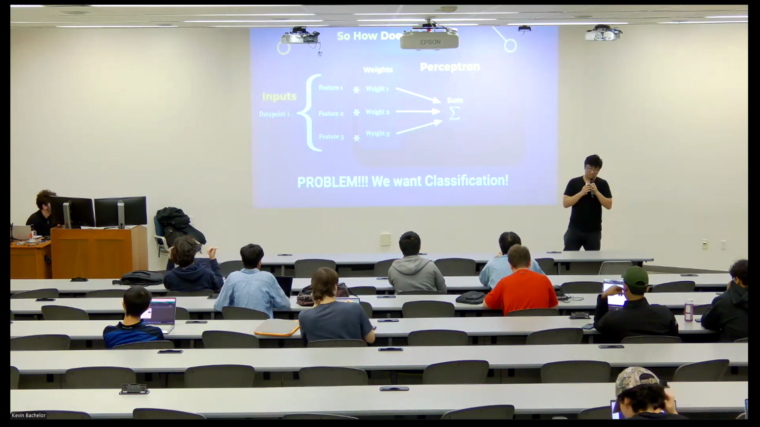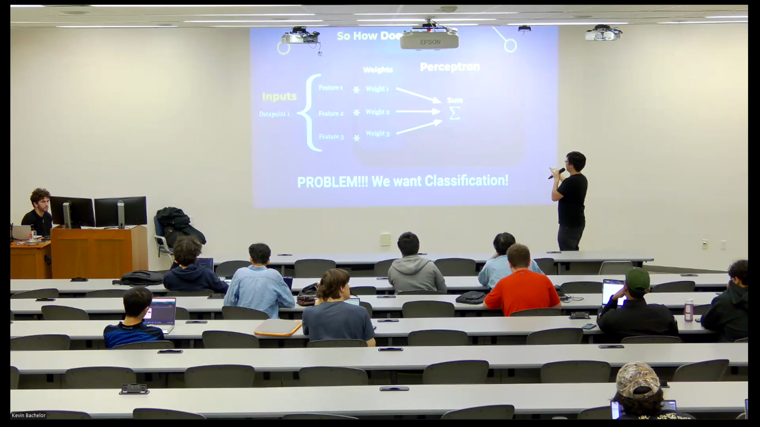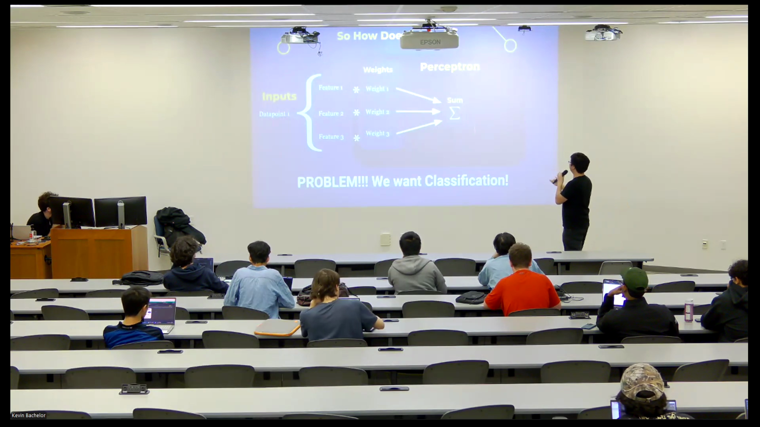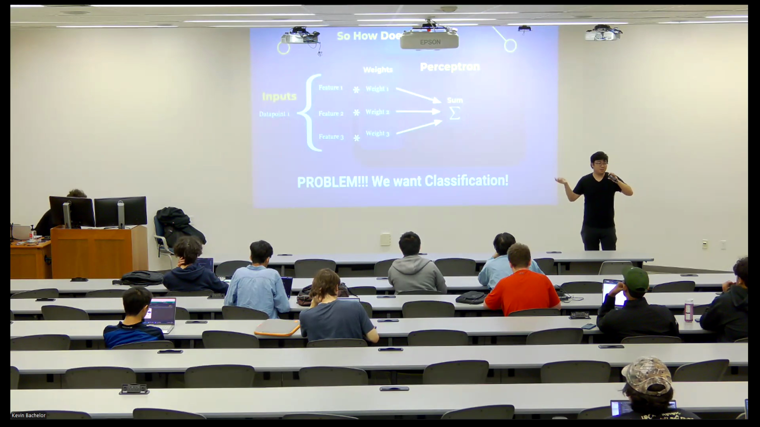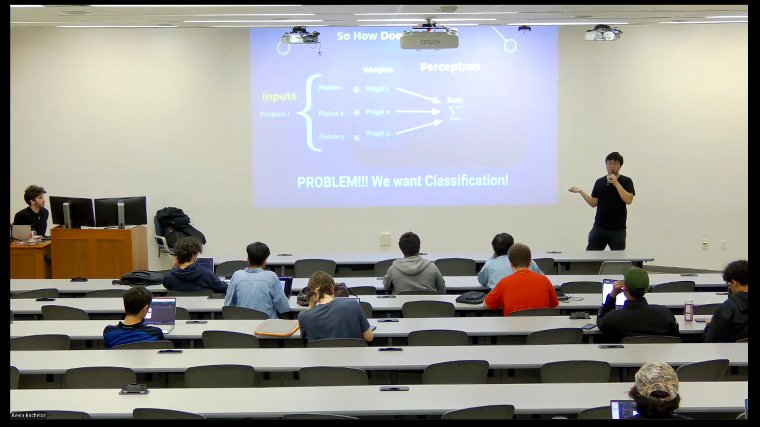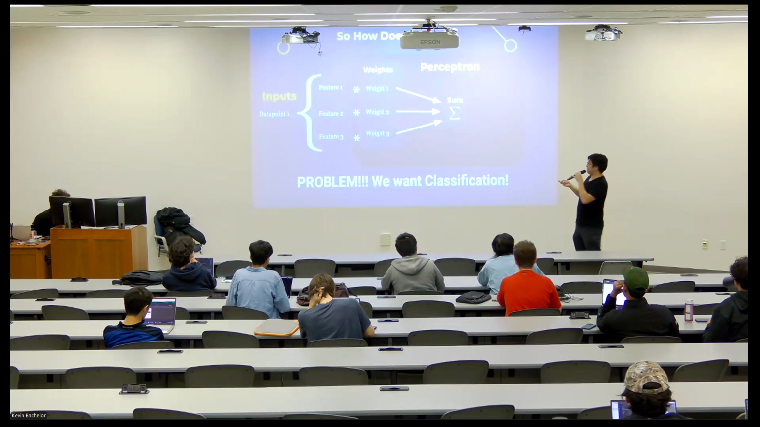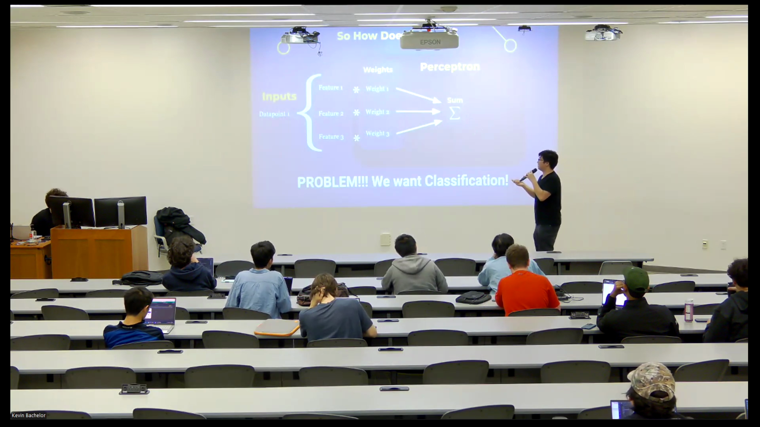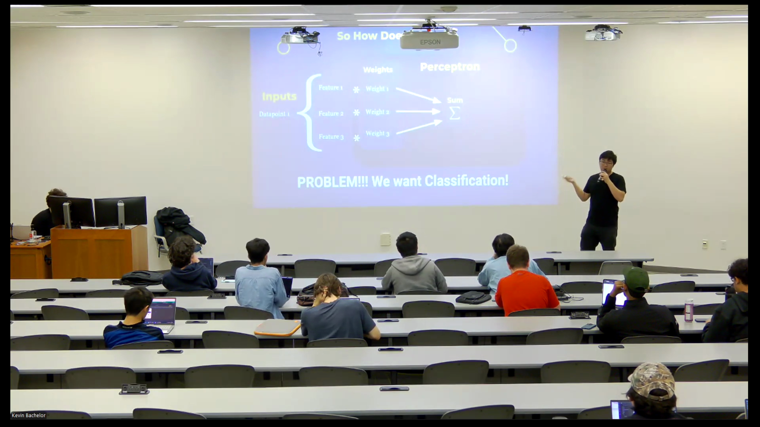So the problem is, right, we want classification. And how are we supposed to classify if this is 0 or 1? Like, what do we do, right? We just have some number that can be any number, from negative infinity to infinity, because you multiplied and you added. Like maybe this weight is 2 and this is 3, and then this input is 10 and this input's 5 or 0.1 or -1, right? What do we do, right?